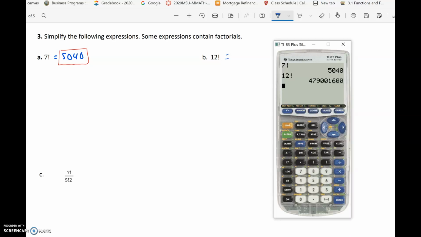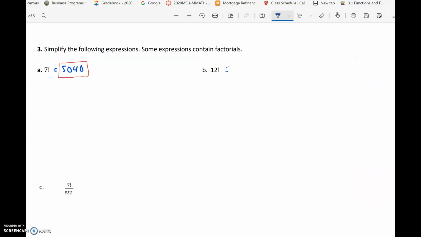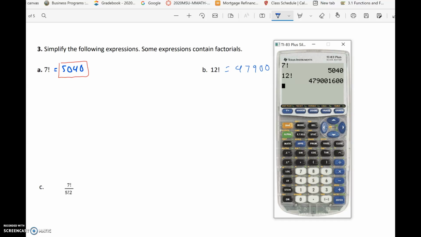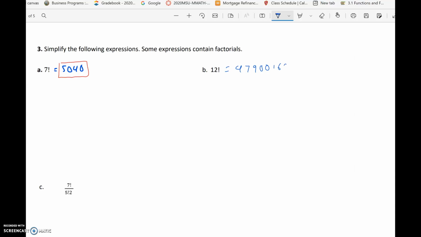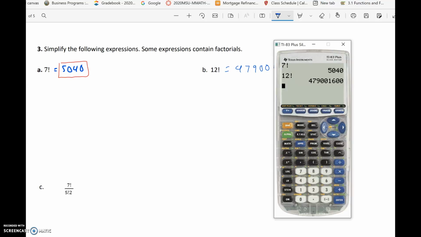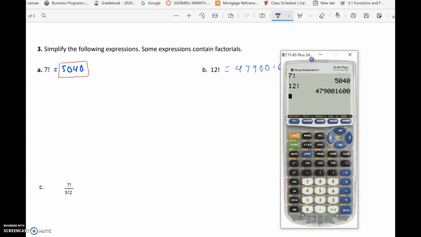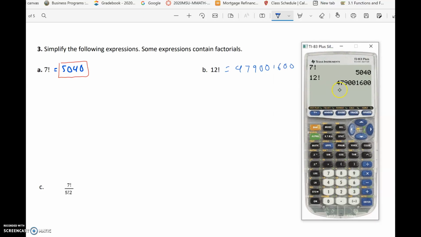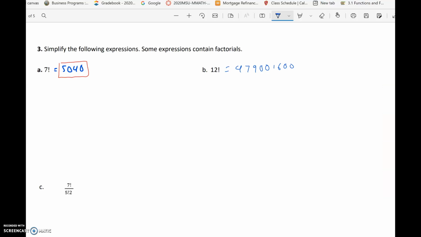479,001,600. So 4, 7, 9. Then we have 0, 0, followed by 1, 6, 0, 0. So 1, 6, 0, 0. And let me just double check. Let me move the calculator. There we go. 479, there's 2 zeros afterwards, 1, 6, 0, 0. And let me box this in.